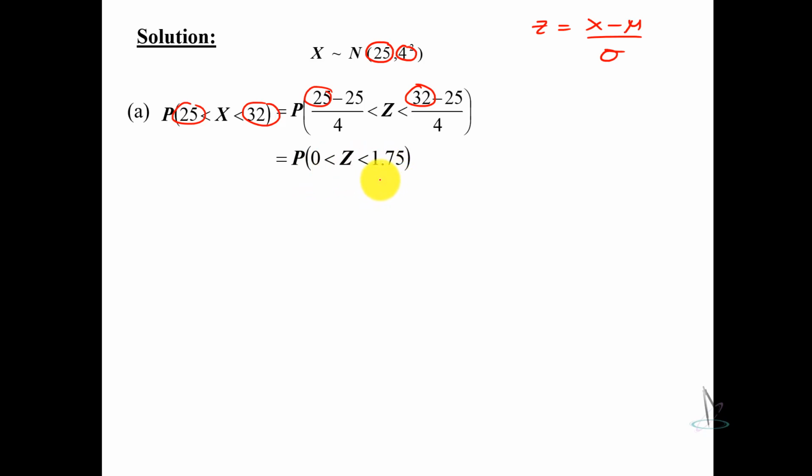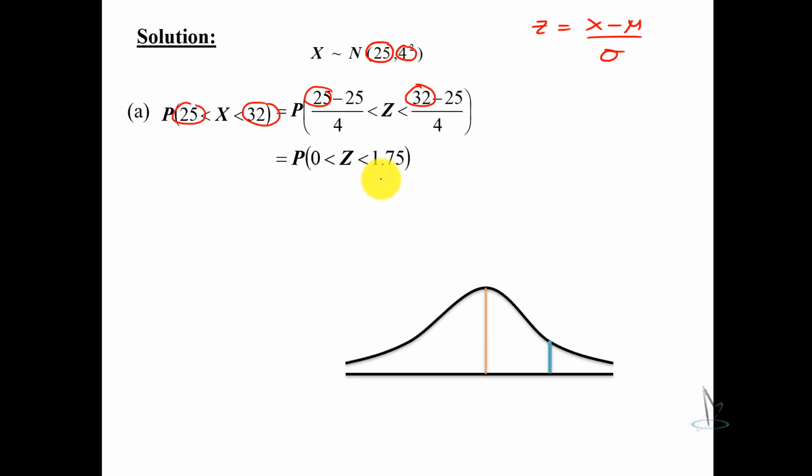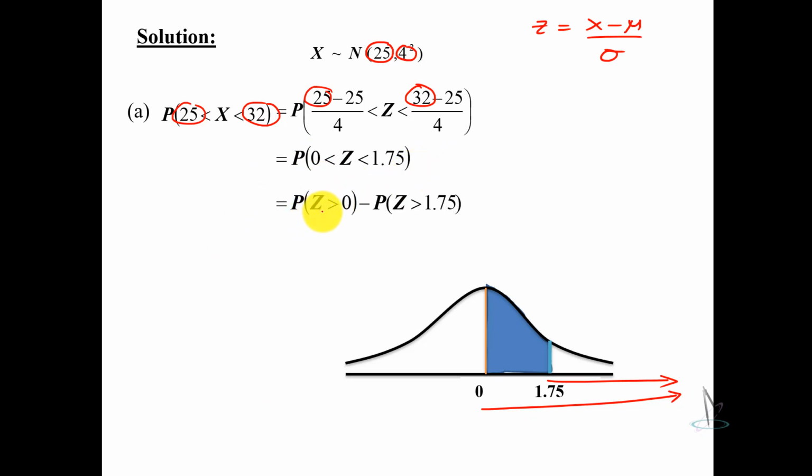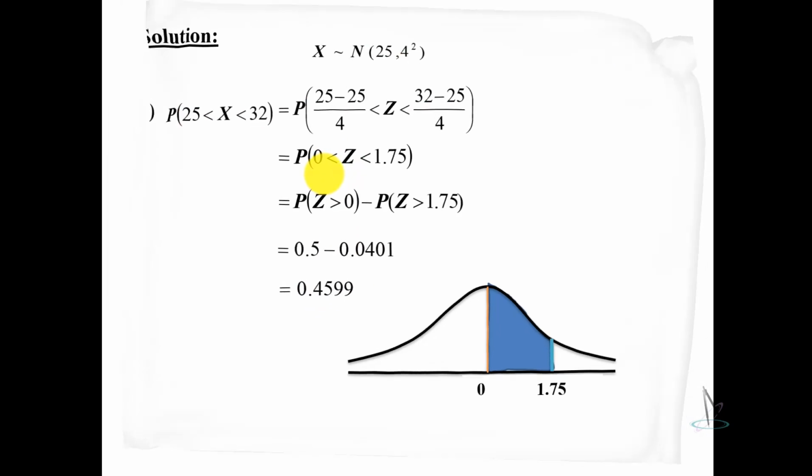So now draw your bell-shaped curve, and make sure you shade the region between 0 and 1.75. So this is our region that we want to find. The way we read our table is always to the right hand side. So I will need to read from 0 to the right hand side and then minus 1.75 to the right hand side. Probability for Z greater than 0 minus probability of Z greater than 1.75. So this is 0.5 minus 0.0401, which is 0.4599. Okay, next.